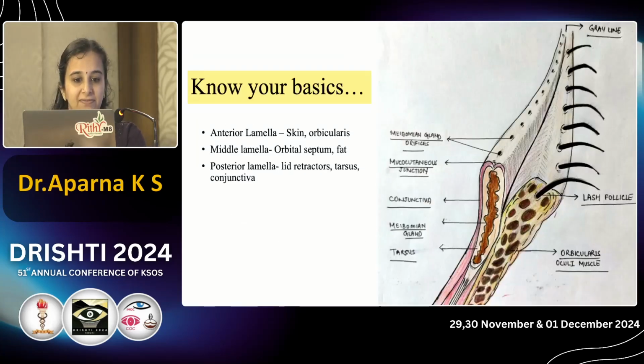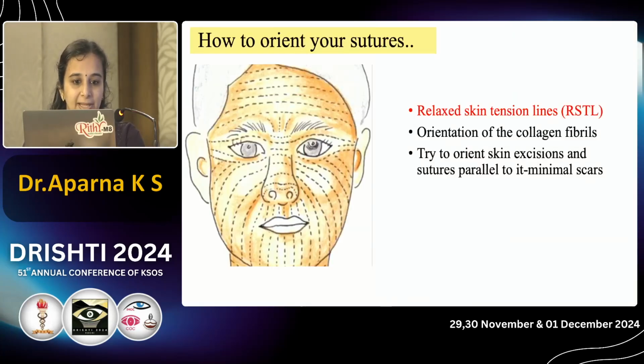And then we have to check whether it is involving the anterior lamella, that is skin and orbicularis, or the posterior lamella, retractors, tarsus and conjunctiva. If it is involving both the lamellae, then we have to do separate suturing for each lamella.